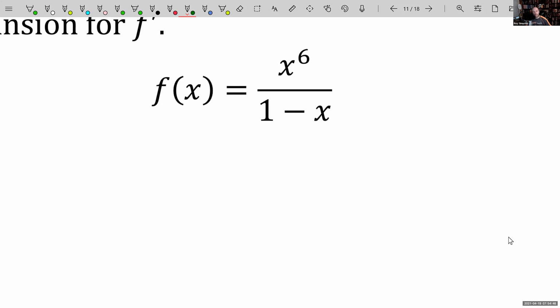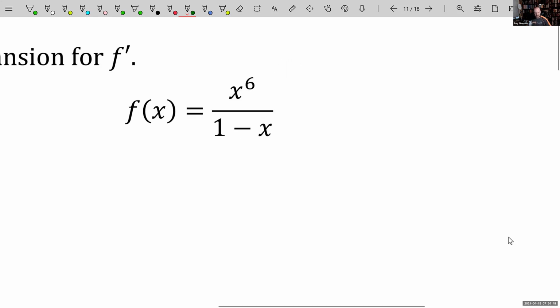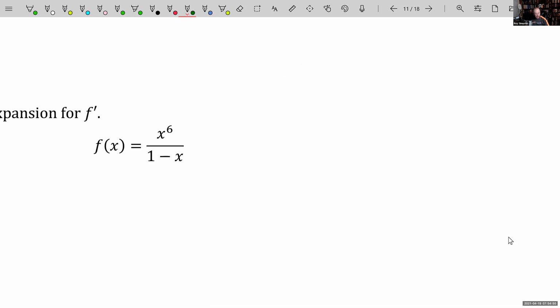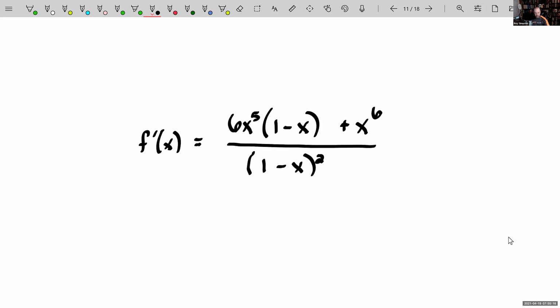Not because it's hard to take the derivative. It's not hard to take the derivative. But if you were to take the derivative, I'm just going to go ahead and write that off to the side. f prime of x is equal to, by the quotient rule, 6x to the 5th times 1 minus x, minus x to the 6th times the derivative of 1 minus x, which is a negative 1, all over 1 minus x quantity squared. If you take a look at that, that will clean up very slightly.